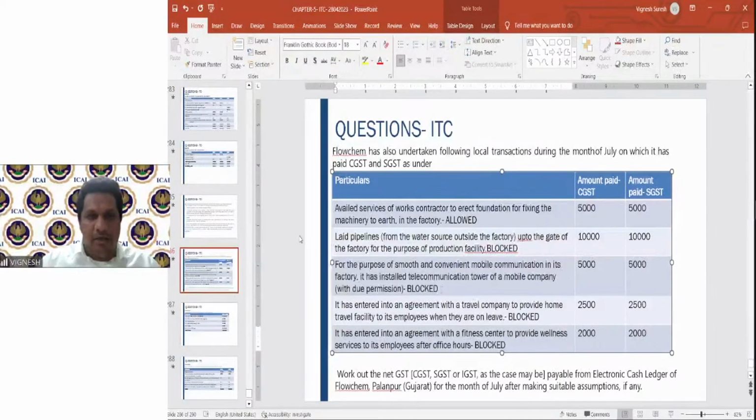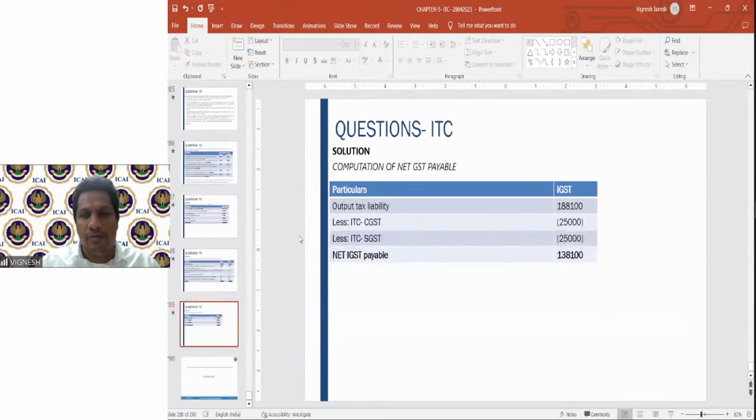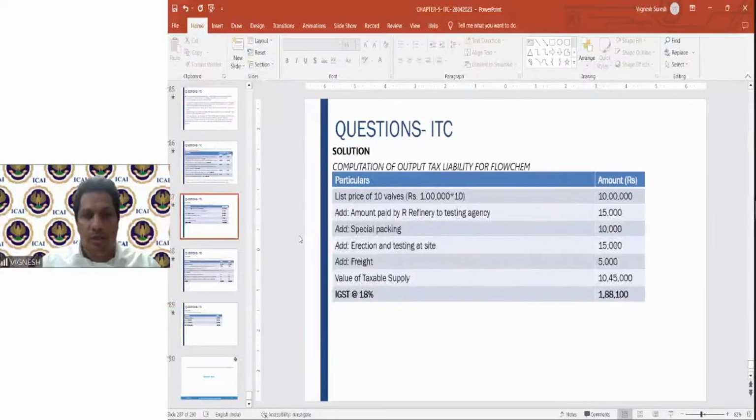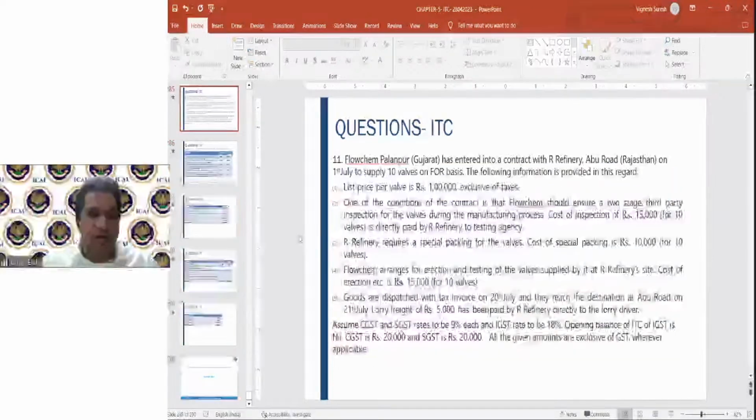Okay. So ITC of only this 5,000 will be allowed. Opening balance is there, 20,000 CGST. Total balance is 25,000. Fine. You know the output tax liability, IGST now. You first set off the CGST, then SGST, net IGST payable is 1,38,100.